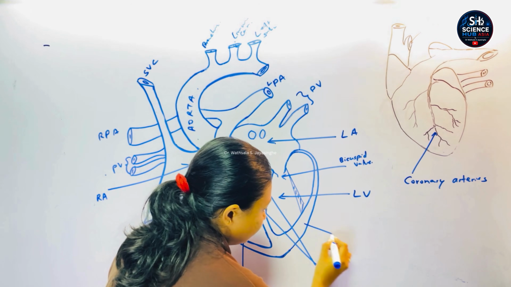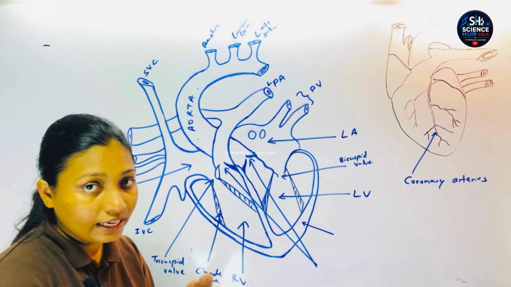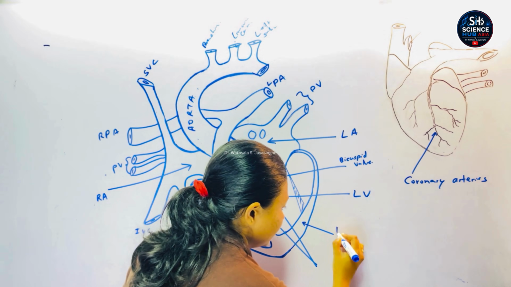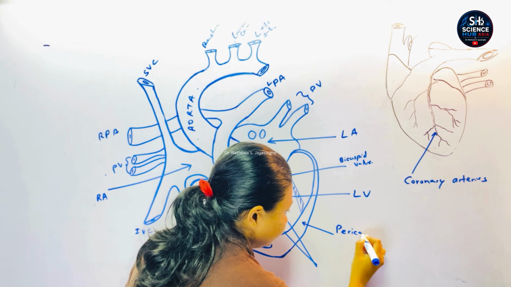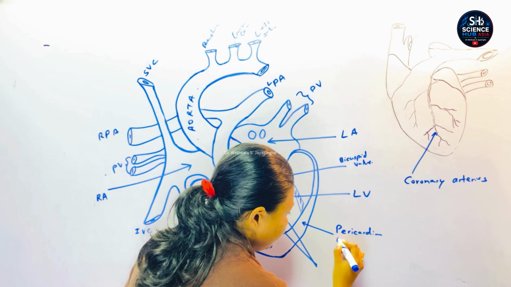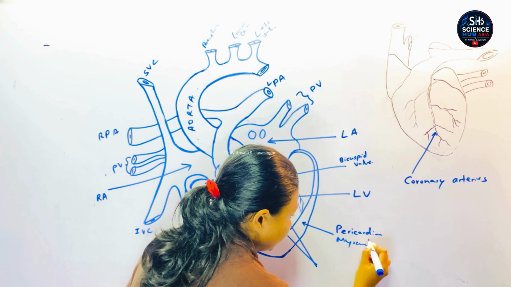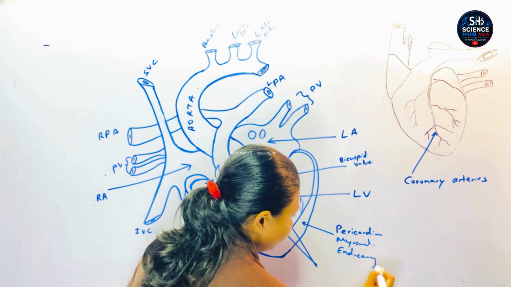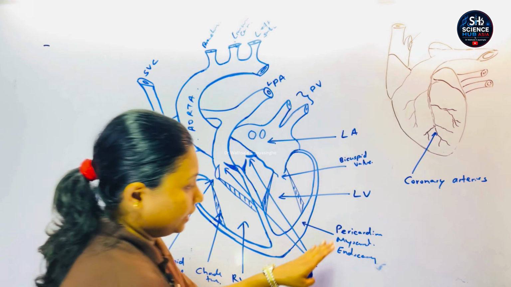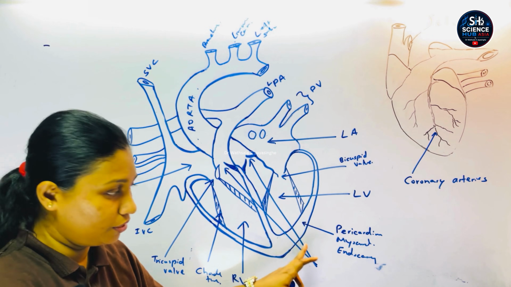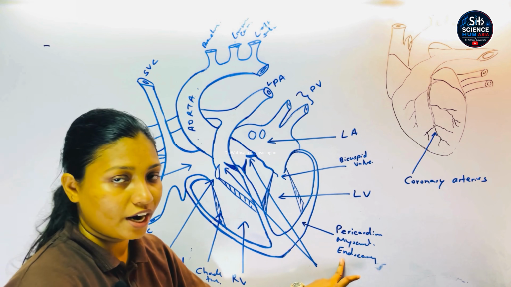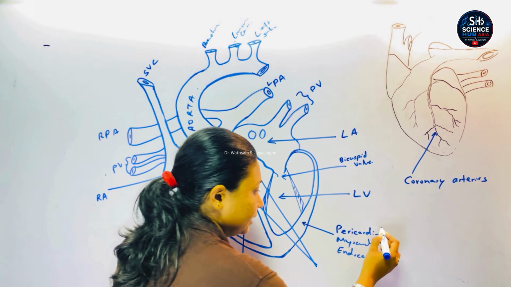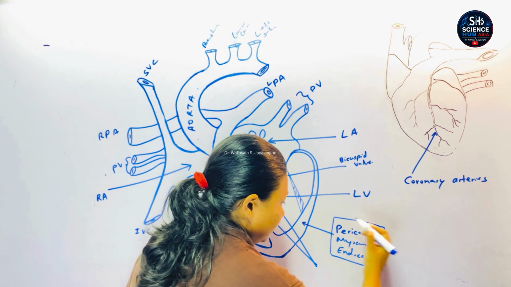Here we have the heart muscles. Actually, there are 3 layers of heart wall. They are pericardium, myocardium, and endocardium. That means pericardium is the outermost layer, myocardium is the middle layer, endocardium is the innermost layer. These are the heart muscle layers.